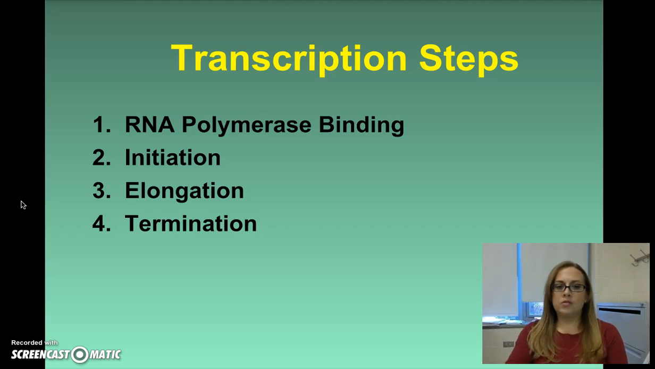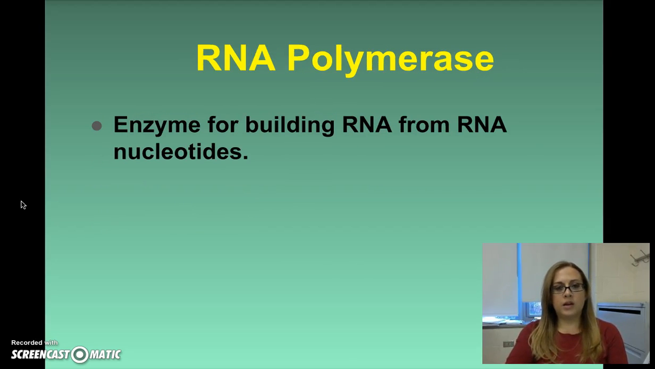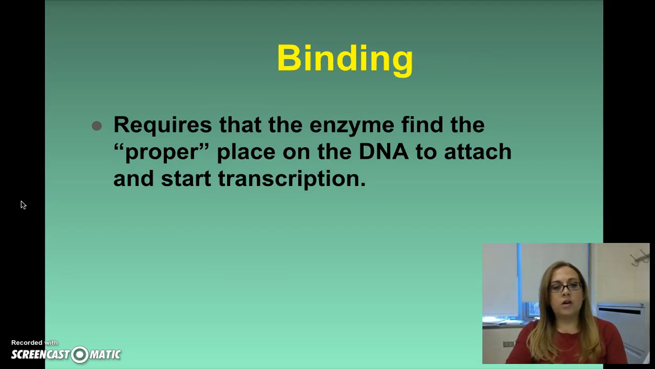A big difference though is because we're making RNA, so we have RNA polymerase instead of DNA polymerase. So step one is going to be the binding of RNA polymerase. Then we have initiation, elongation, and termination. And so RNA polymerase is an enzyme that's used for building RNA from RNA nucleotides. Again, we talked about replication and how you build DNA, and DNA polymerase 3 was used to build DNA from DNA nucleotides, so RNA polymerase does the same thing for RNA.